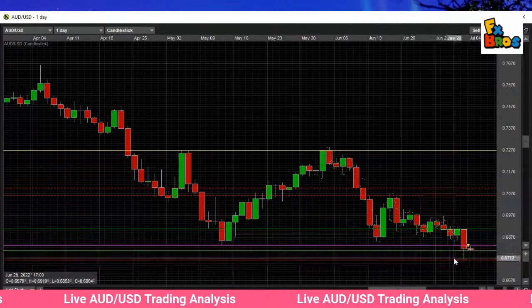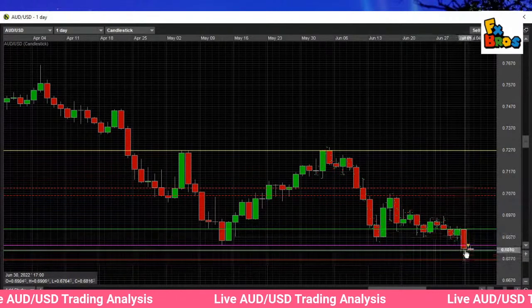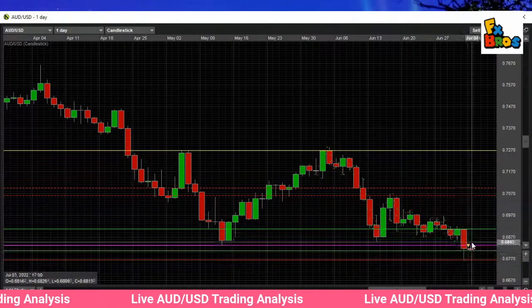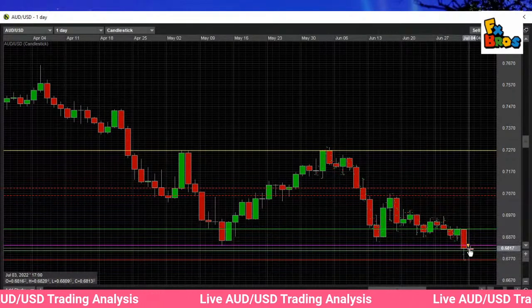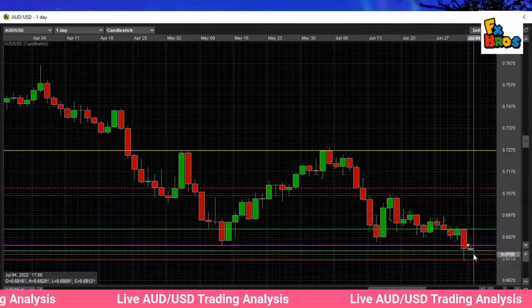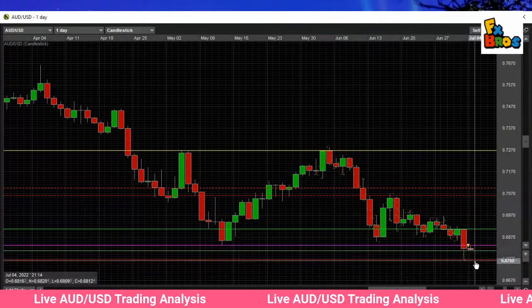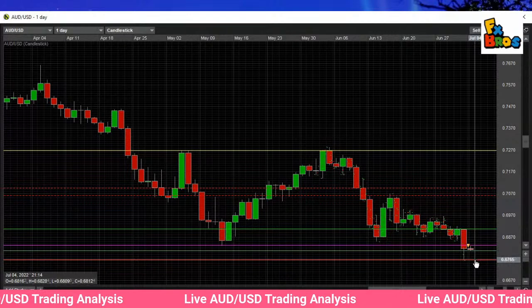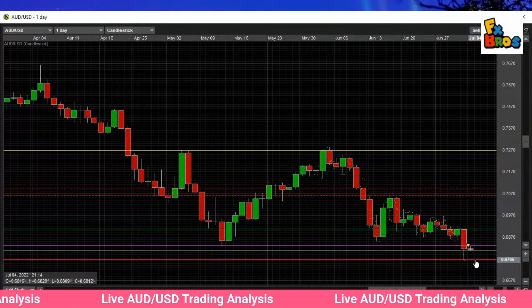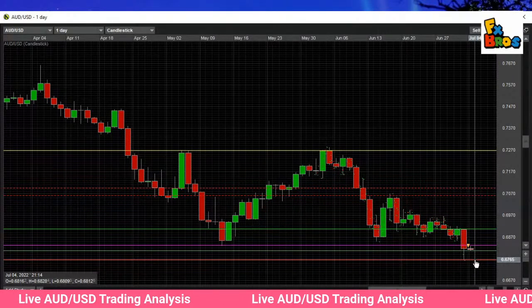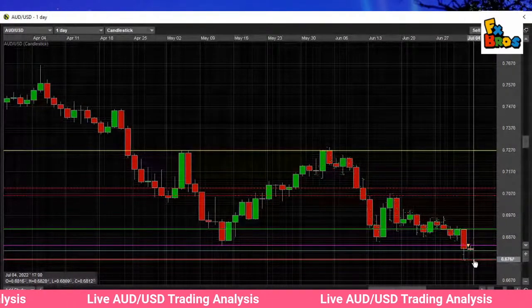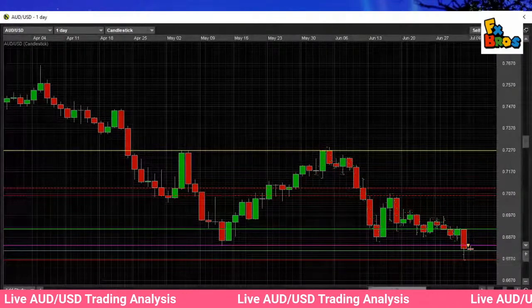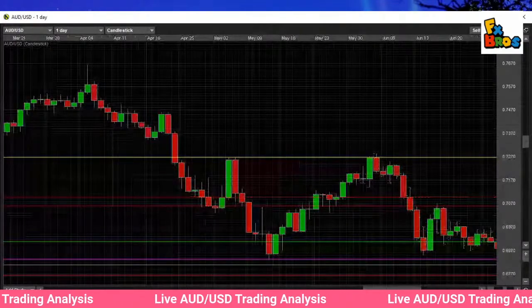So I would expect, if the bears are still in control and they still have all their sell orders and they still have a target of this low, which is right around, I say an easy target of 67.70 in that area. We don't have to get the exact lowest point, but the majority of the move.